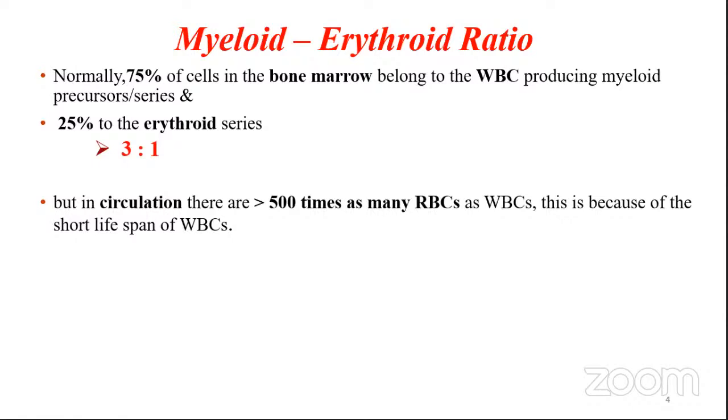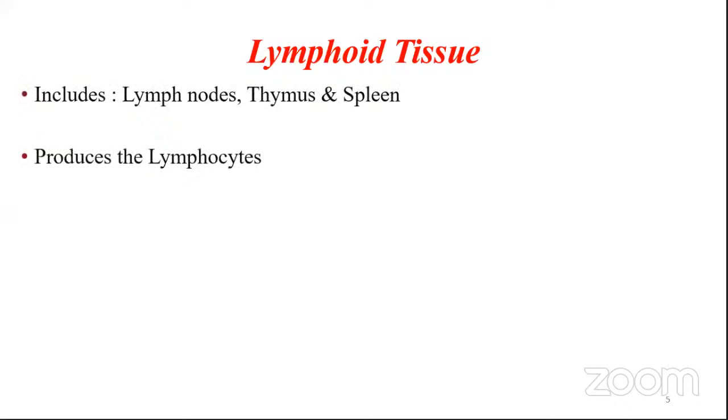Therefore, read the question properly. In the circulation, it is the RBCs which are dominant, but in the bone marrow, it is the WBCs which are dominant at 75%. So the myeloid to erythroid ratio in bone marrow is 3:1, but in circulation there are 500 times more RBCs when compared to the WBCs.